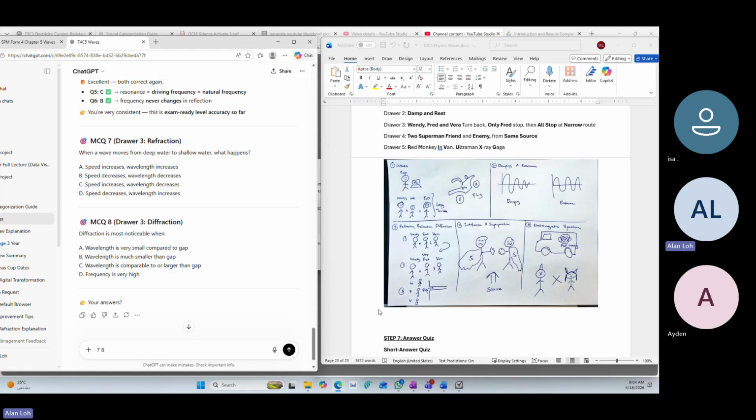Refraction. Okay, drawer 3, the second part. When a wave moves from deep water to shallow water, what happened? What happened to refraction? Refraction, remember? Fred stopped. So Fred did not change.